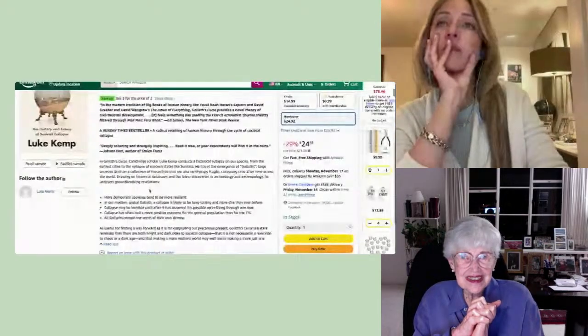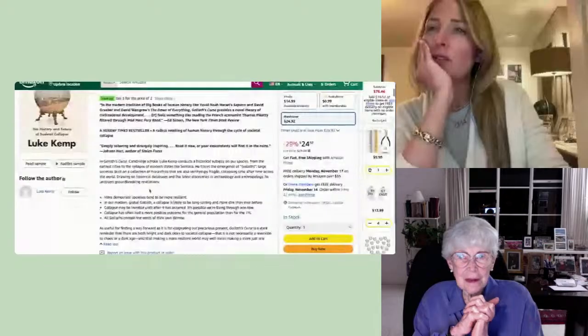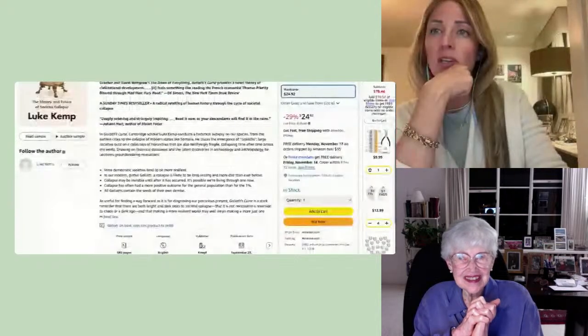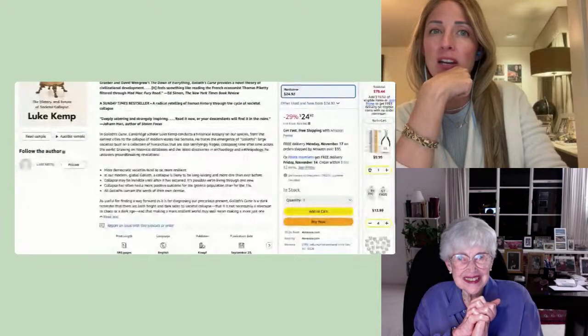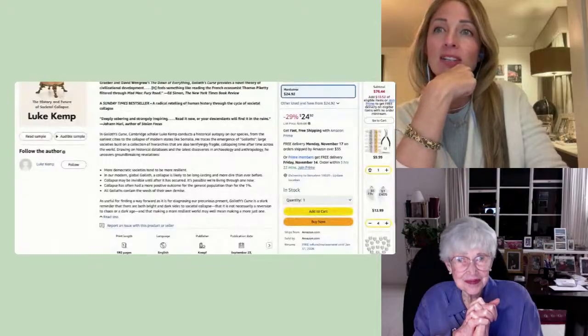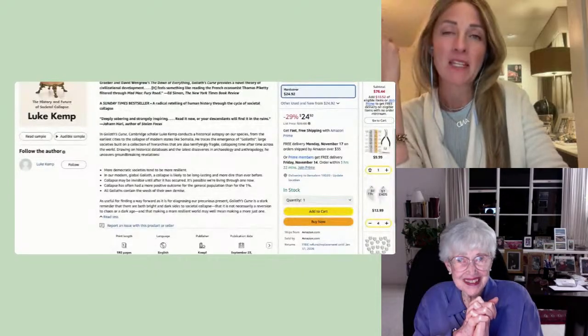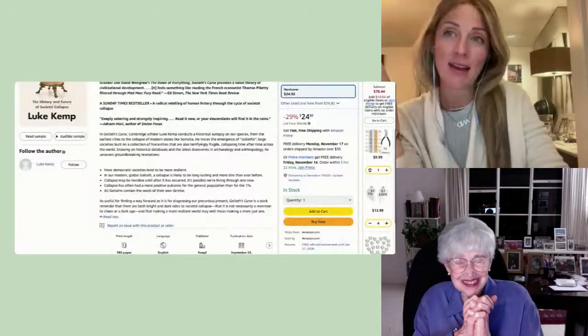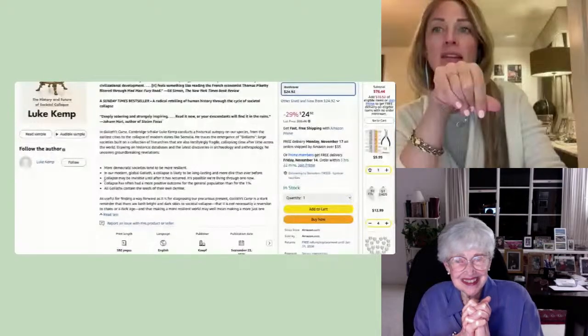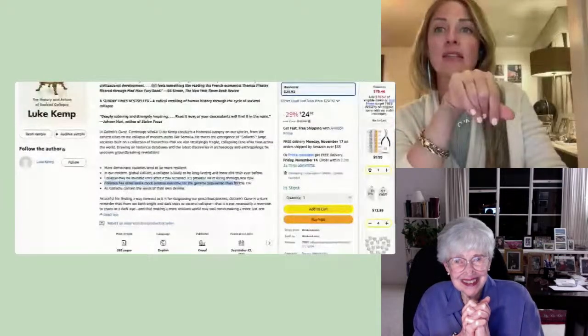Okay, so this one is: more democratic societies tend to be more resilient. Duh. In our modern global Goliath, a collapse is likely to be long lasting and more dire than ever before. Great. Collapse may be invisible until after it has occurred. That's clear. It's possible we're living through one now. We are. Collapse has often had a more positive outcome for the general population than for the 1%. Ooh, I like that theory. All Goliaths contain the seeds for their own demise.